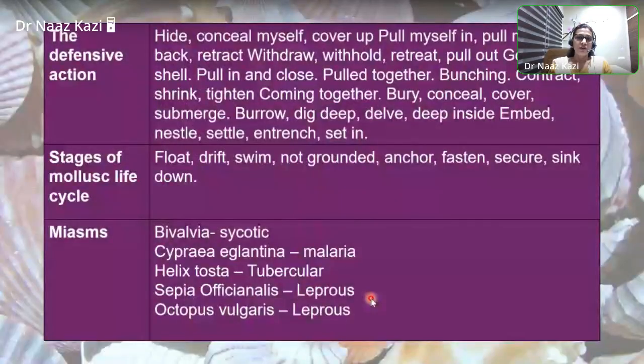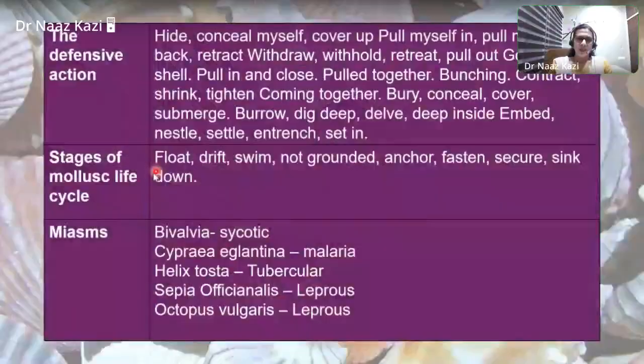Some more, the defensive action. So they could give us: I conceal myself, cover up, pull myself in, go into my shell, pull in and closed, bunching, contract, burrow, dig, coming together, bury, conceal, so many of them. Then stages of the mussel mollusk life cycle, they would say: float, drift, swim, not grounded, anchor, fasten, secure, sink down. The miasms, basically all these bivalves are mostly the psychotics, all of them.